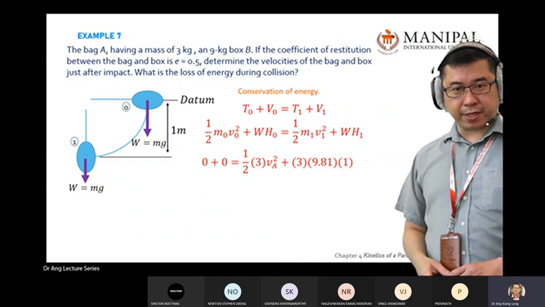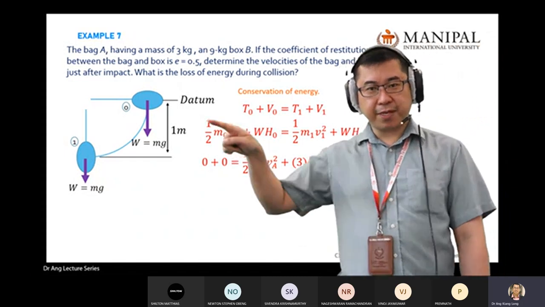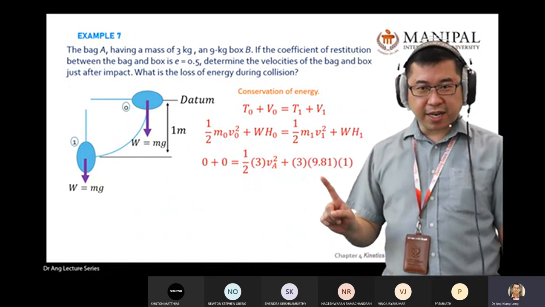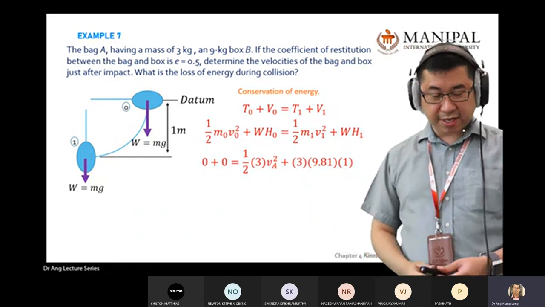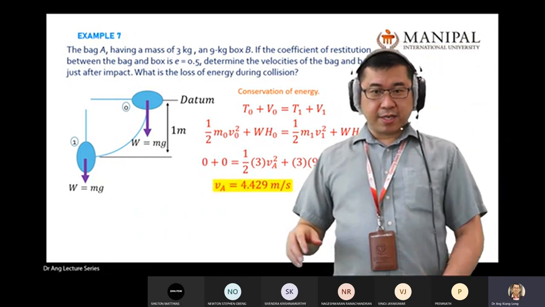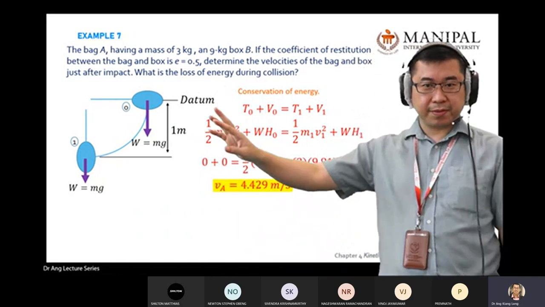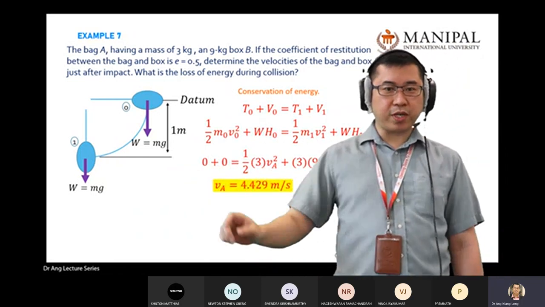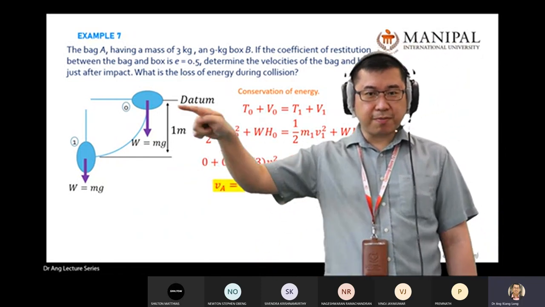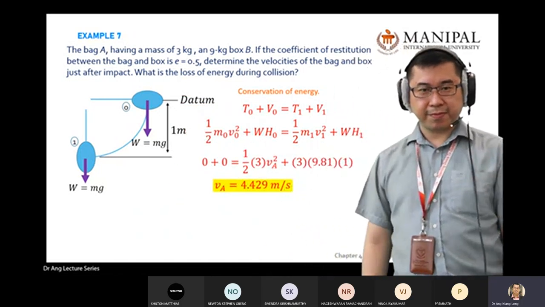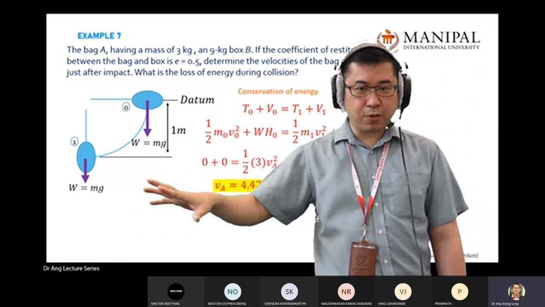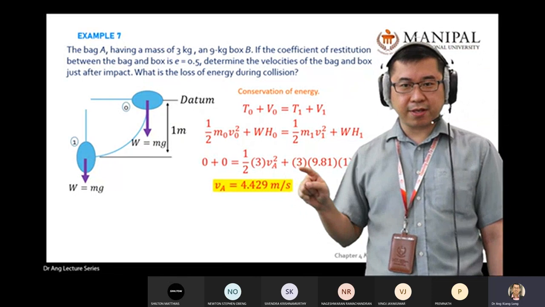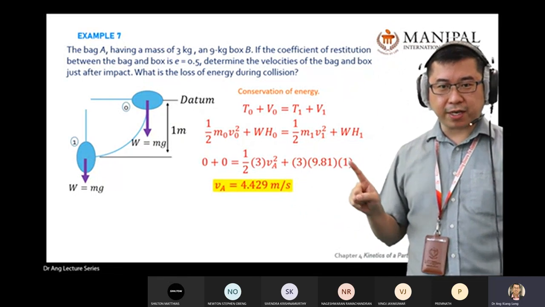And of course, as you learned previously, what happens if your object is below datum? Your energy is negative. I think I made a mistake here, but anyway, let's see how we do. My kinetic energy at point 2 is negative because my object is below datum. That's why my potential should be negative. There's a typo over here.